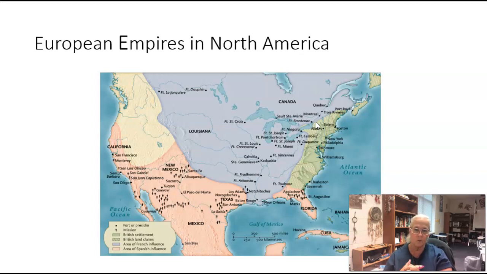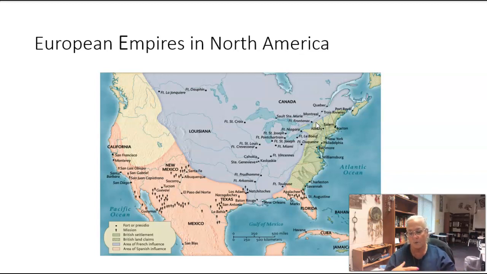The French and Indian War starts in 1754 and ends in 1763. It is between the French and the Indians on one side and the English and the American colonists on the other. Now, the English and the French have been at each other's throats for decades, for centuries. And so it's just another battle for empire and conquest.